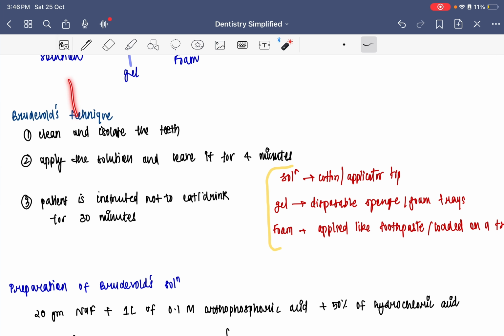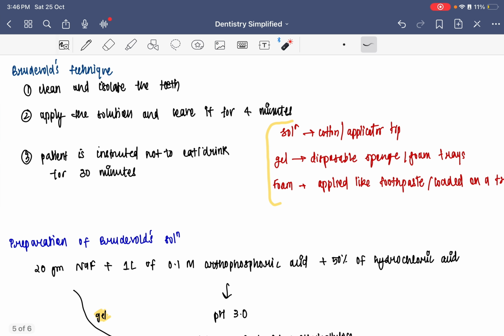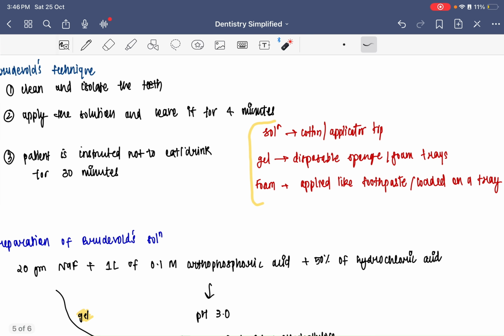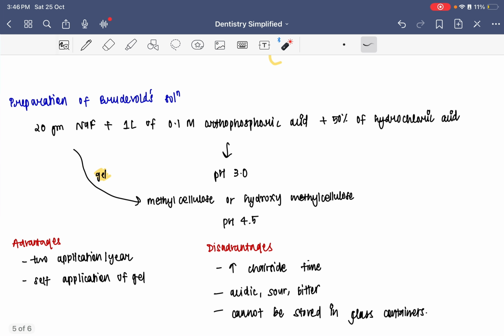Now, the solution can be applied onto the teeth with the help of a cotton or an applicator tip. The gel form can be applied on the teeth with a disposable sponge or a foam tray, and the foam is applied like a toothpaste, or it is loaded onto a tray which is inserted into the patient's mouth. Okay, now we'll see how the solution is prepared.